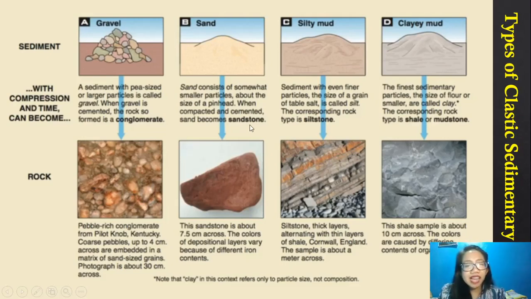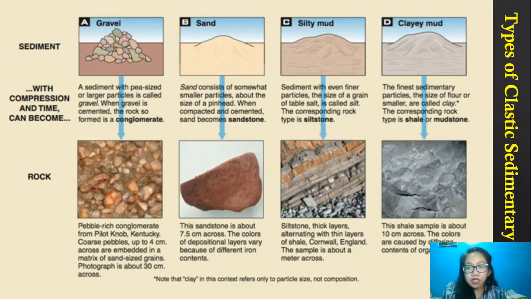Okay, then you have your sandstone. Sandstone is composed of smaller particles than conglomerate, but still visible to the naked eye. Eventually, the sand will also compress and create your sandstone. So not as coarse as the conglomerate, but still visible to the naked eye. Next, you have your silty mud, which has a smaller particle size and thus eventually creates your siltstone.